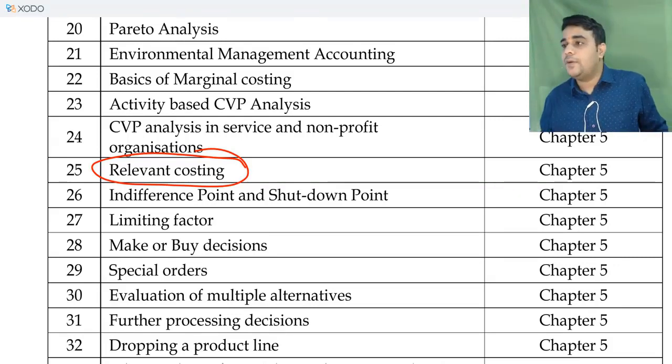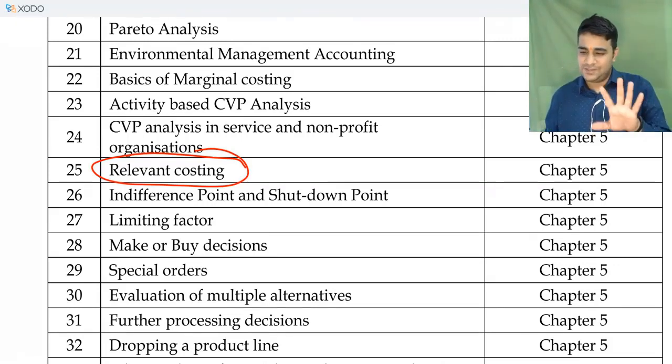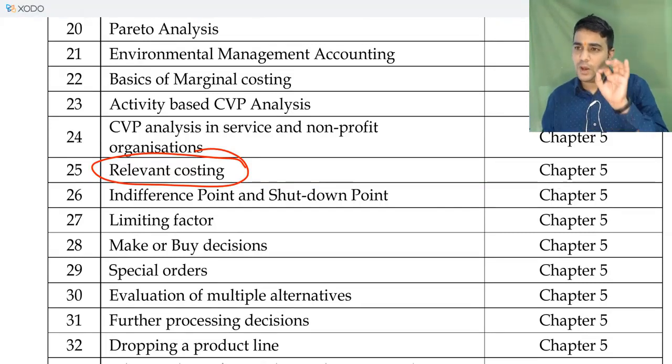We're going to start with relevant costing today. Now, let's first understand the concept. I think one of the most important concepts for the purpose of decision making is relevant costing.